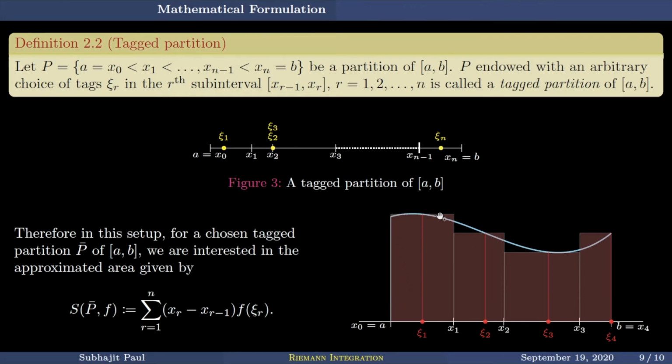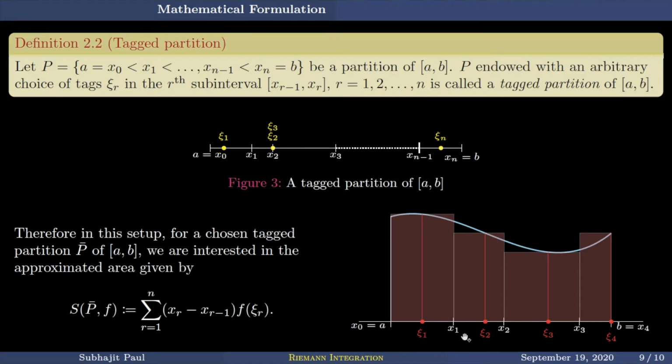So this is my curve. This is from x0, my primary domain A to B. I have subdivided this into 4 subintervals, so I have introduced a partition there. So x0 is A, fine.